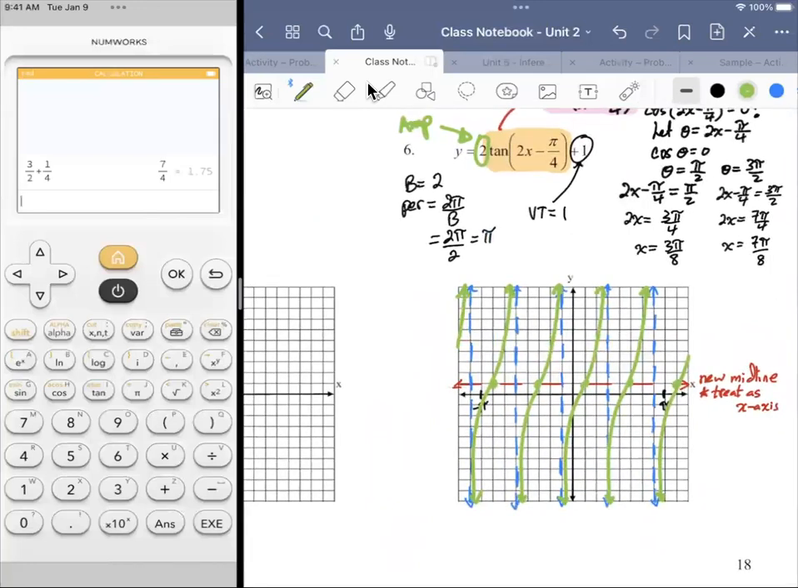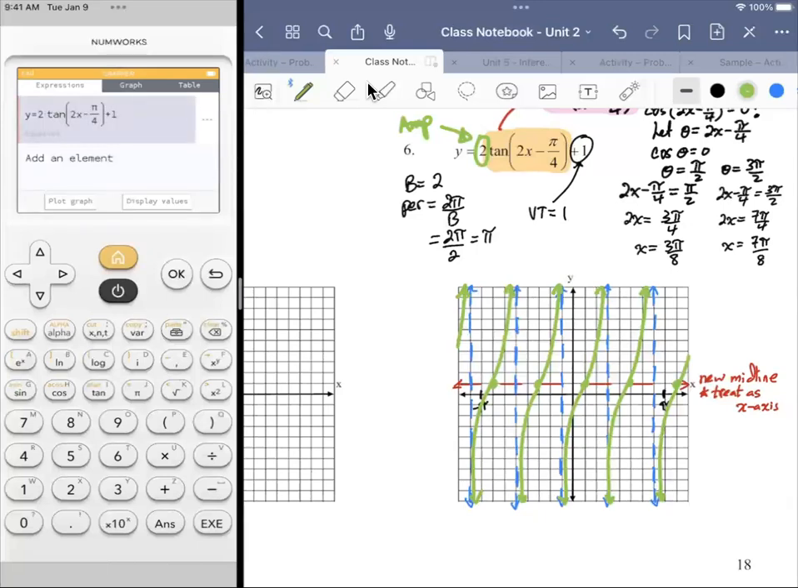All right, so that's got a lot going on. This is the kind of problem where, up until this point, you might be like, I'm not going to touch the calculator, I'll just do it using the process. But this one, you kind of want to take a look at it, only because you do all this work and you want to make sure that you didn't just botch it. So 2 tangent 2x minus pi over 4, plus 1.